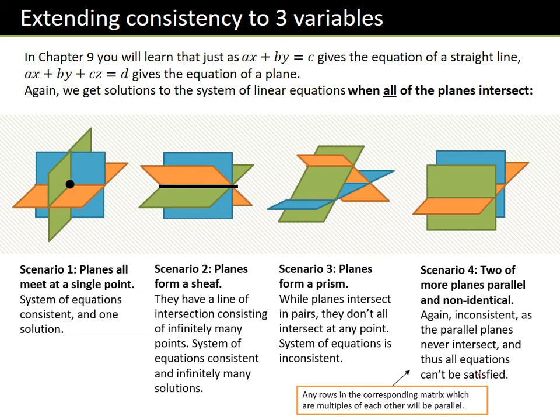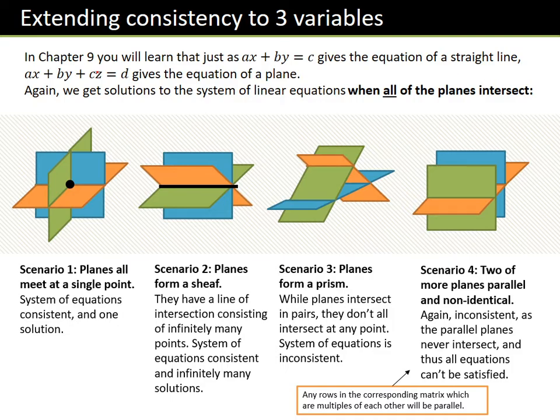Now, there's a lot of information on this page, and we're going to try and break down what's happening here. I've said in chapter 9, which we haven't quite got to yet because it's very hard to put these things in a sensible order, you will learn that just as ax plus by equals c gives the equation of a straight line, when you add in this extra one for z, a 3rd variable, what you actually get is the equation of a plane. I think we mentioned that at the end of Monday's lesson.